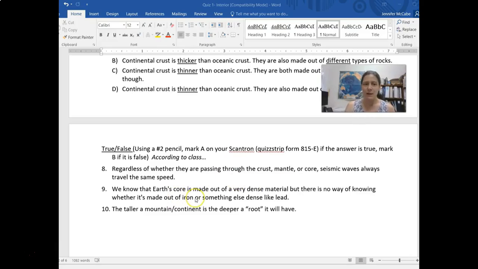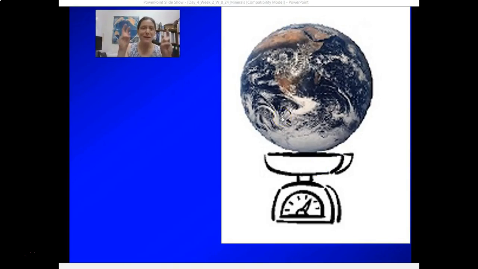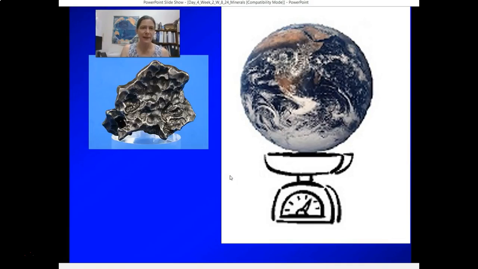Question number 9, we know that Earth's core is made out of a very dense material, but there is no way of knowing whether it is made out of iron or something else dense like lead. Now, we're talking about several reasons why we think the Earth's core is made out of iron. If all we were looking at was the weight of the Earth, then yeah, all we know is that the core is made out of something that's really dense. And yeah, if that was our only piece of evidence, then maybe it could be something like lead. But what was that referring to? That's a meteorite. So we talked about how debris from space contains a lot of iron, and so that was one really good reason to think maybe the core is made out of a lot of iron.